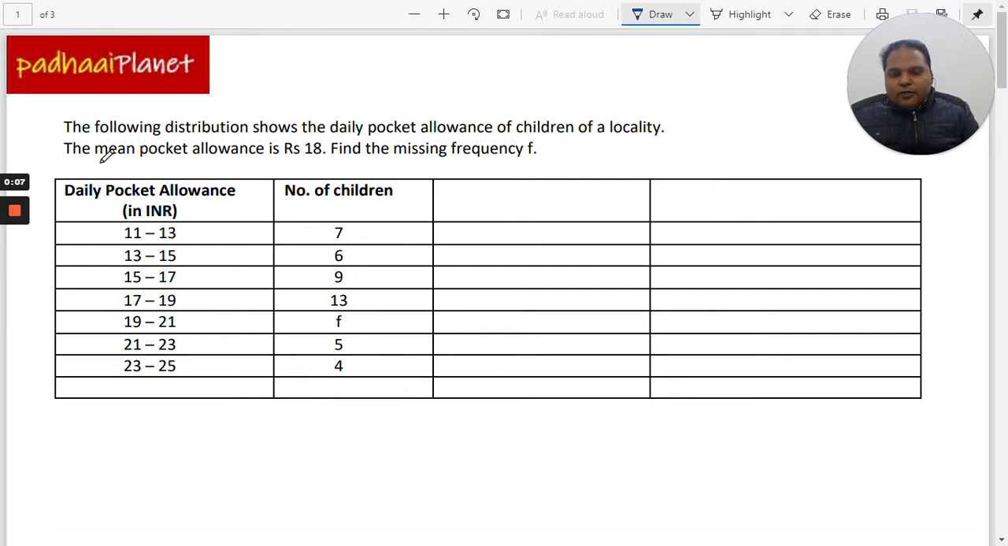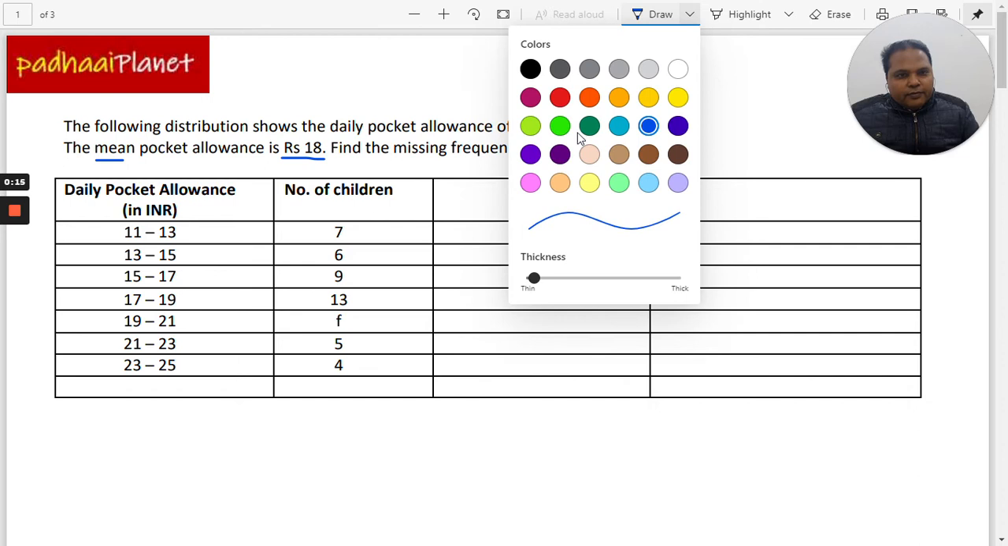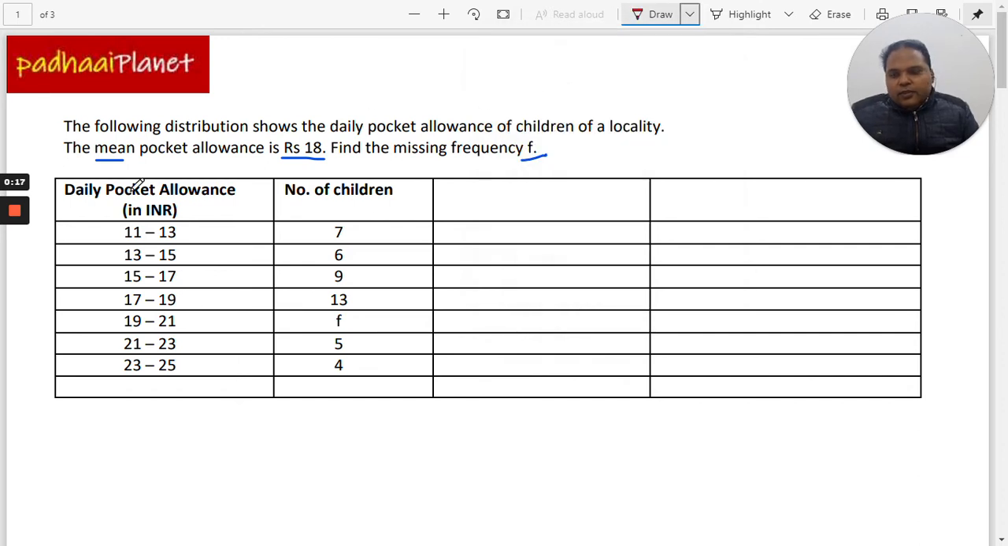In the question, what we have is the mean of the data, which is rupees 18, and we need to find the value of f. If we look at the table given here, these are daily pocket allowances, divided into class intervals like 11 to 13 and 13 to 15 and so on. Under each of these class intervals we have the number of children who get these daily pocket allowances. What we need to do is find the value of this missing frequency.